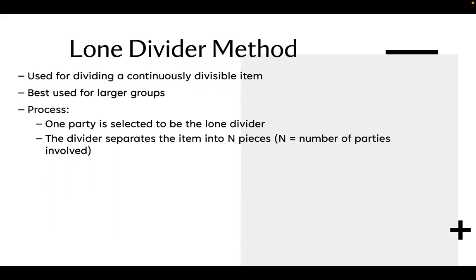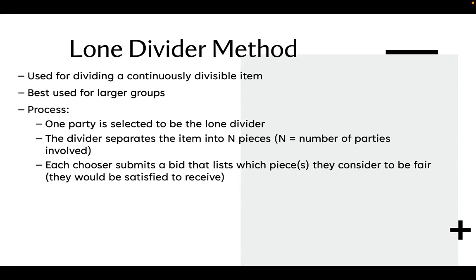Okay, so the divider separates. Then each chooser submits a bid. So they look at the pieces. Let's say there are 5 people. So they look at the 5 pieces. Maybe we label them A through E and they say, okay, I think pieces A, B, and C look fair, but pieces D and E look small. So they write down what they would be willing to receive because they think it's fair. It could be all of them. It could be one, whatever. This is a perception thing.